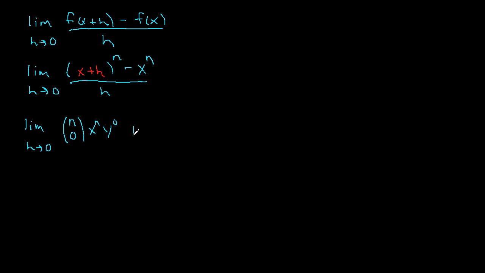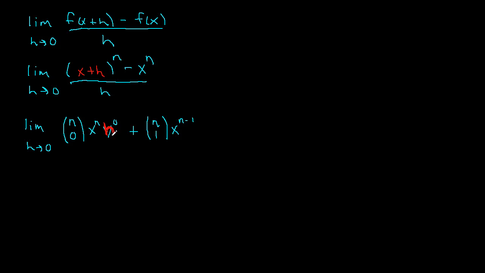Plus, what's our next term going to be? The next coefficient is going to be n choose 1, and more on this in a minute. And what happened to the exponents on my x variable as we move from left to right? They went down. This was n, now it's going to be n minus 1. And I just realized I made a mistake. This is not y, it's actually an h here, so sorry about that. That should be an h.